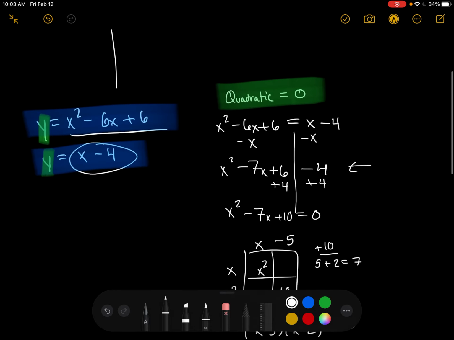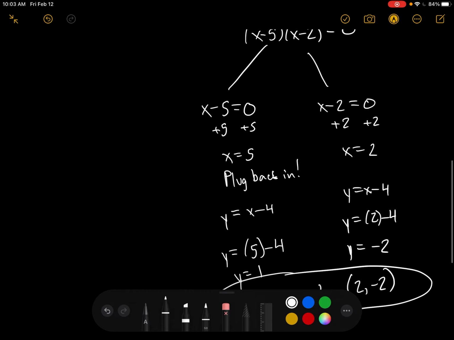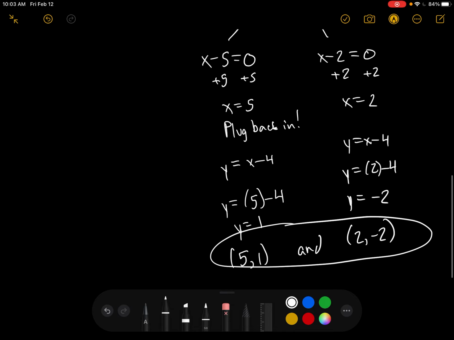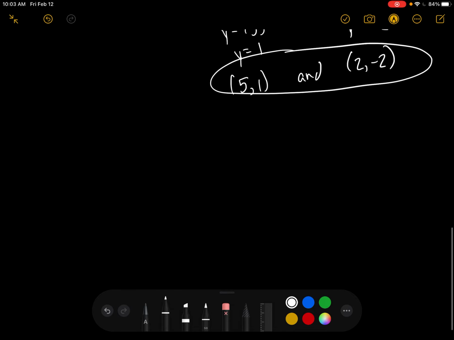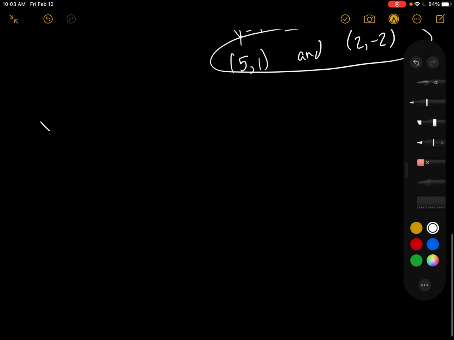Again, we set them equal to each other. We set it equal to 0. We factor, we solve, and we plug back in. So quite a few steps here, but as long as we keep careful track of what we're doing, we'll be in good shape.